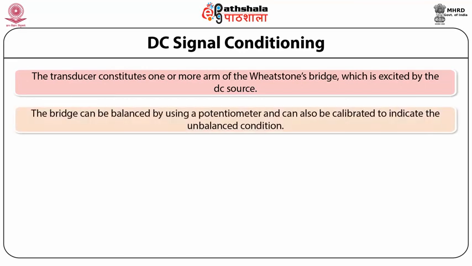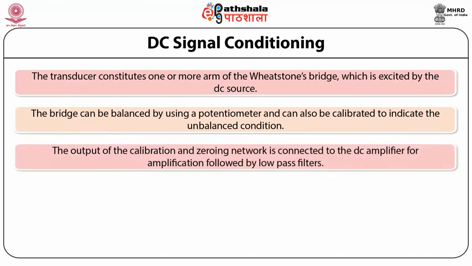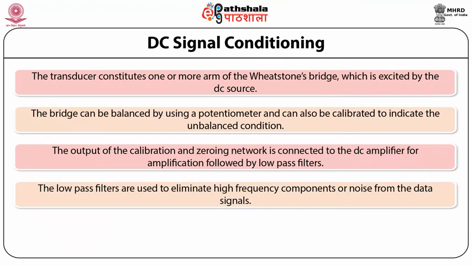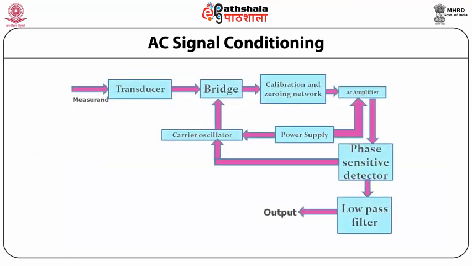The bridge can be balanced by using a potentiometer and can also be calibrated to indicate the unbalanced condition. The output of the calibration and zeroing network is connected to the DC amplifier for amplification, followed by low pass filters. The low pass filters are used to eliminate the high frequency components or noise from the data signals. Let us now discuss about the AC signal conditioning.